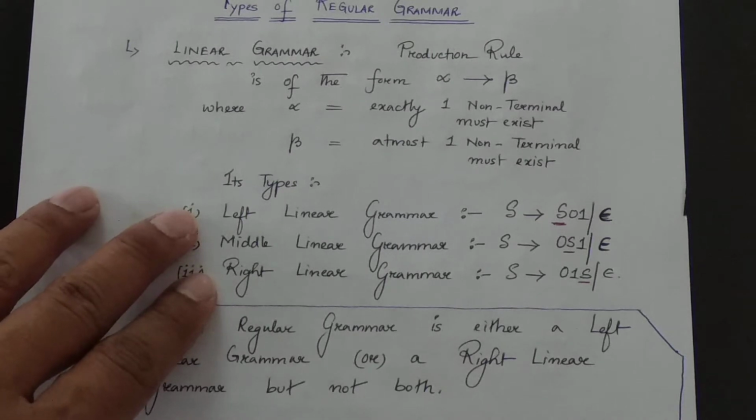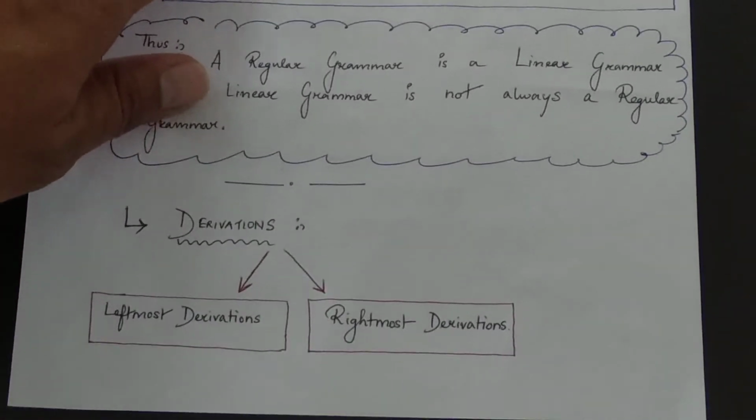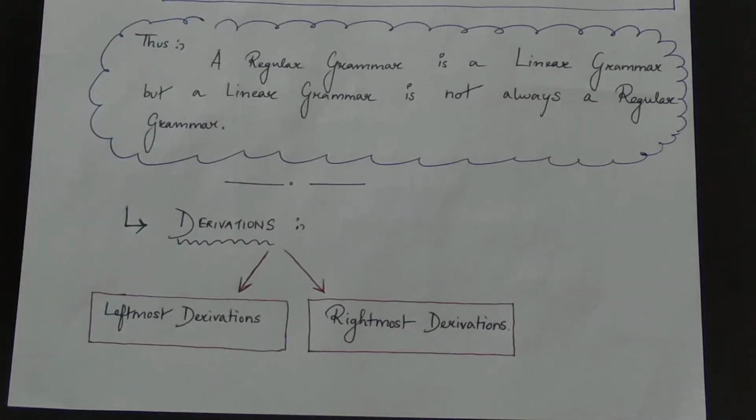Now the next point, as I have told you, we will be discussing in terms of derivations. If I talk about derivations, we will be talking about two types. Derivations means we are deriving a particular string from the grammar, correct? So this kind of derivation is dependent on two types. One is leftmost derivation, otherwise rightmost derivation.